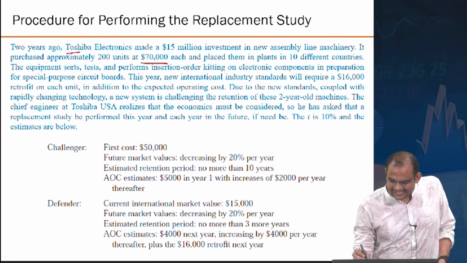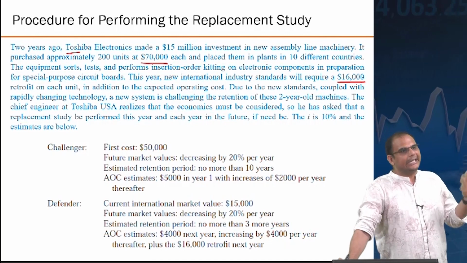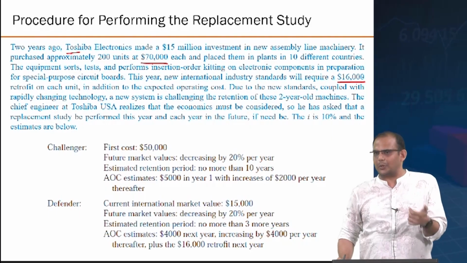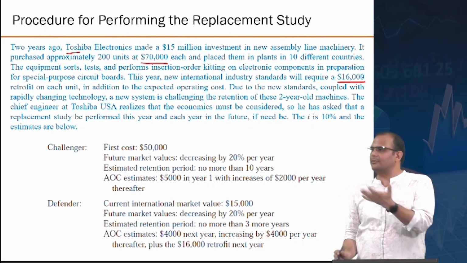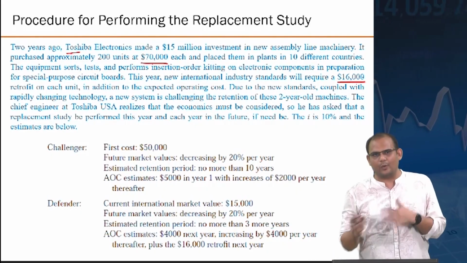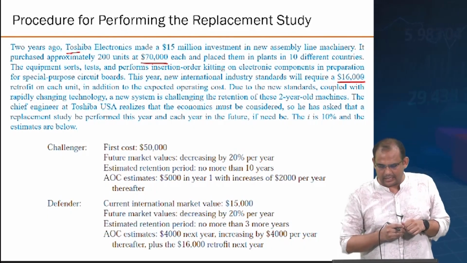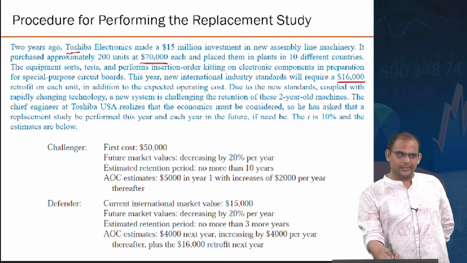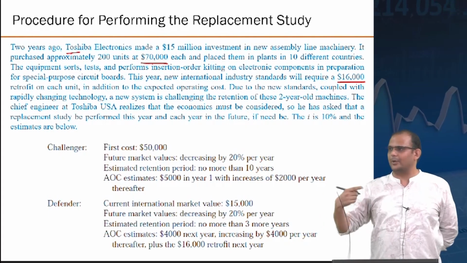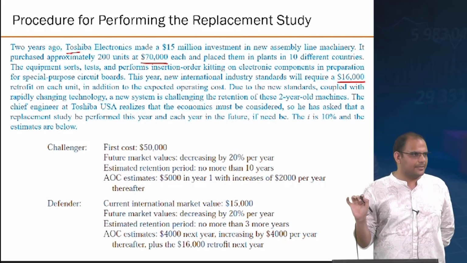But this year, new international industry standards will require a $16,000 retrofit on each unit. Because you are dealing with consumer electronics, there are always quality control and safety issues. If the quality of the consumer electronics is not good, your devices might burst, your batteries might backfire, and you don't want that. So essentially, they have to upgrade their sorting process for quality control. So originally they bought it at $70,000. In order to keep on using it, because the regulations have changed, they need to put in $16,000 additionally to make the functional requirements met, right?